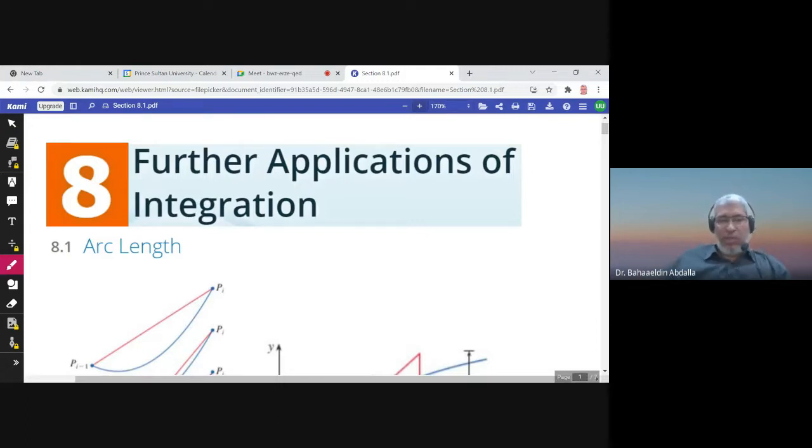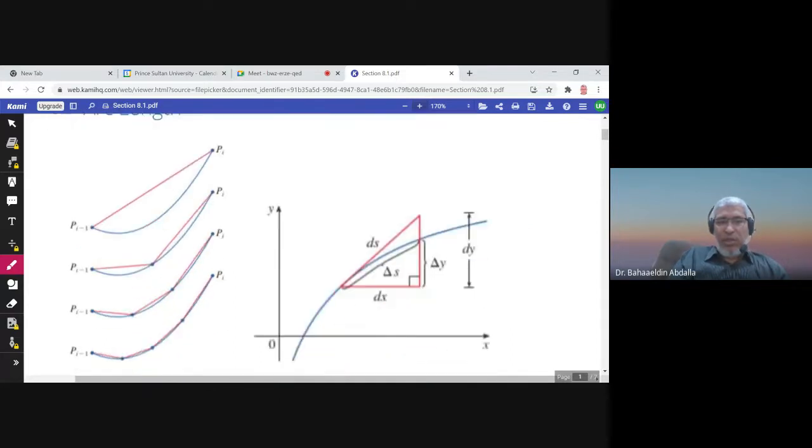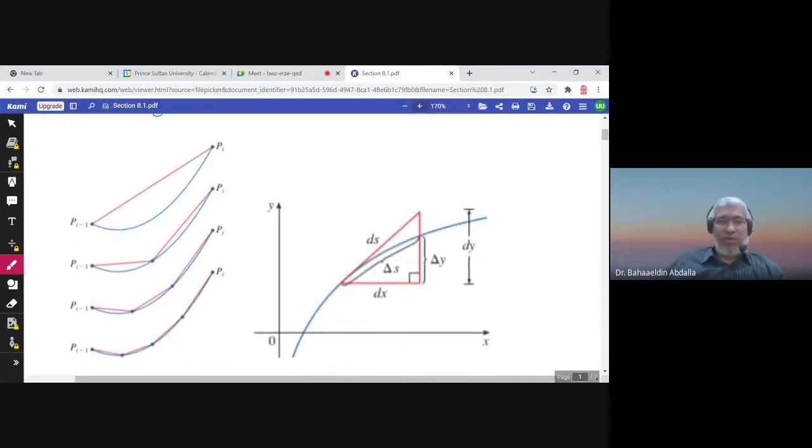This is section 8.1, arc length, and chapter 8 is about further applications of integration. And we would like to define here in this section how to find the length of an arc. So, for example, we have this blue arc.